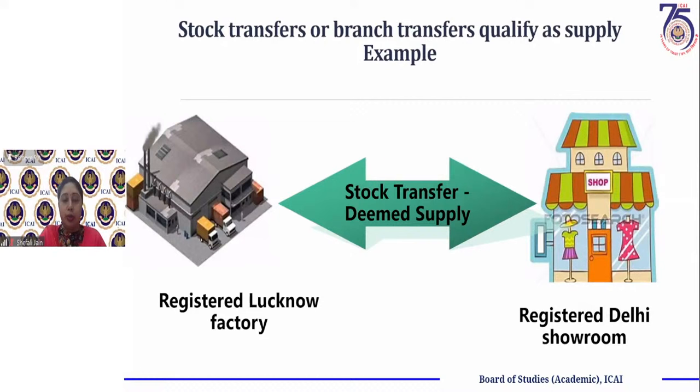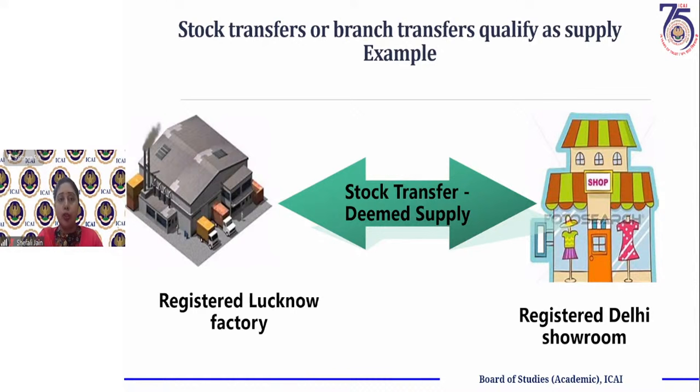So when this stock transfer will become a supply and when it does not become a supply, we have to see through examples. When there is a stock transfer or branch transfer between two different registrations, mark my words, registration, I'm saying, then it will be deemed as supply or it will qualify as supply. Branch transfers are always without cost.